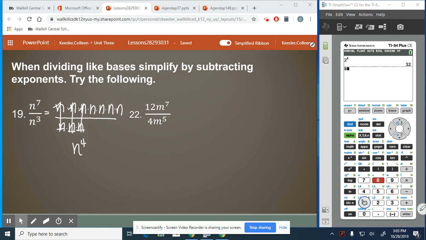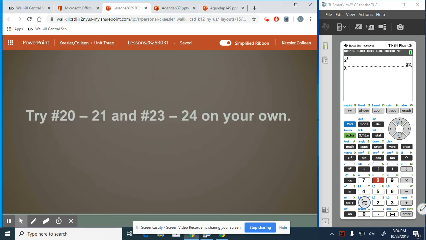So similarly for number 22, we have m as our common base, but 12 and 4 do not have exponents. So this is a division problem, so we're going to do 12 divided by 4 and get 3. Then subtract our exponents, m stays, 7 minus 5 is 2. So it's 3m squared. So again, you're going to try some problems on your own and check in with me when you've got them complete to be sure that you're getting them right.